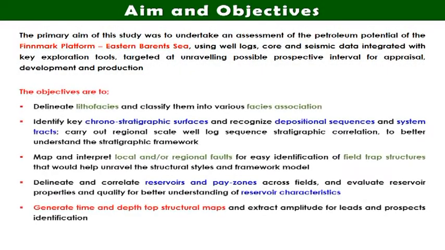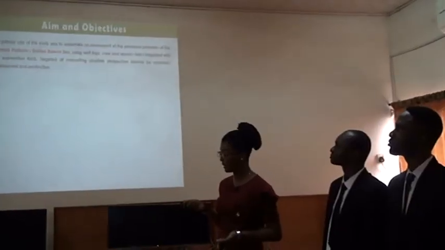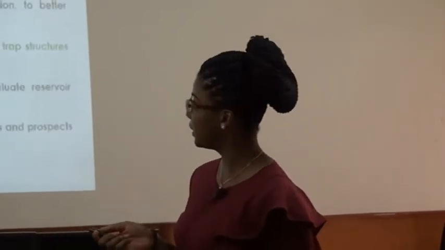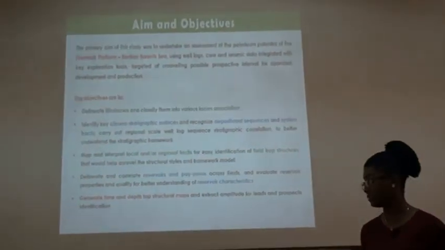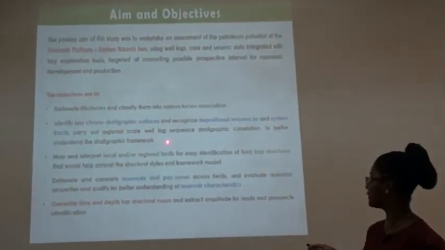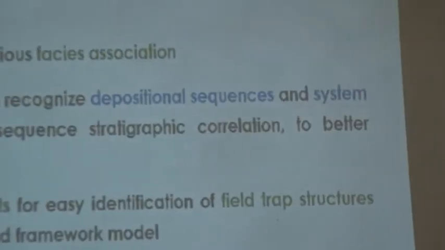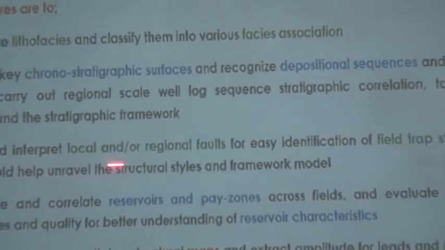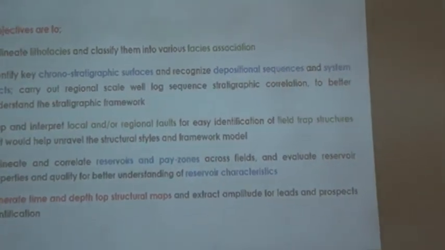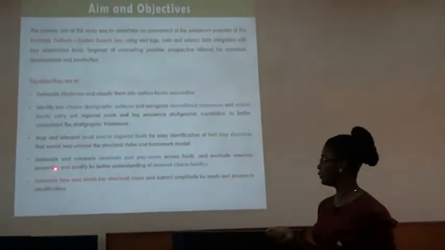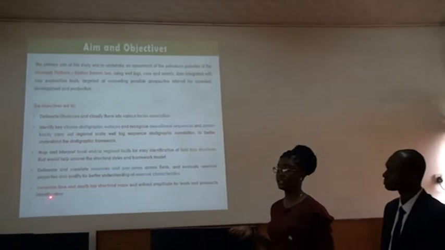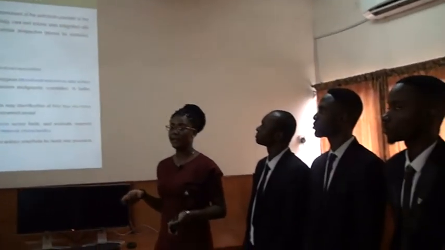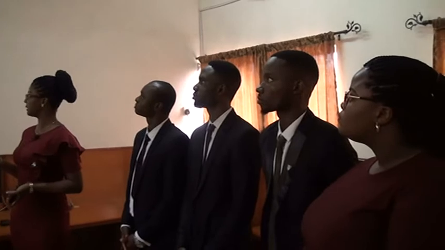The aim and objective of this study was to assess the hydrocarbon potential of the framework platform using an integrated approach of core data, well logs, and seismic data. Our specific objectives were to delineate lithofacies and group them into various facies associations, to identify key chronostratigraphic surfaces, recognizing depositional sequences and system tracts. We are also able to map and interpret local and regional faults, which gives an idea into the trapping mechanism of the basin. We delineated and correlated reservoirs and pay zones. Finally, we generated a time and depth structural map, extracting amplitude for lead and prospect identification.